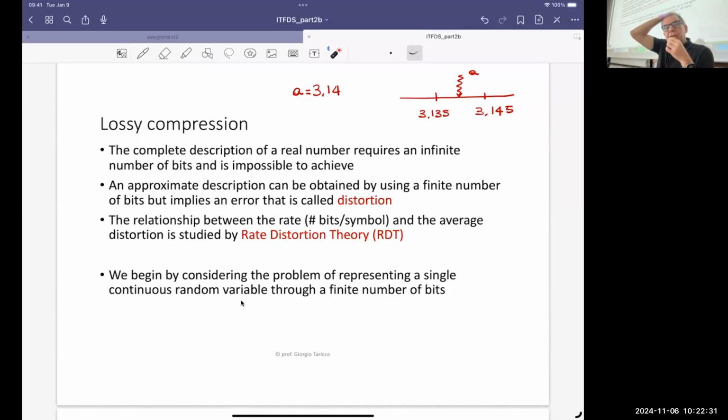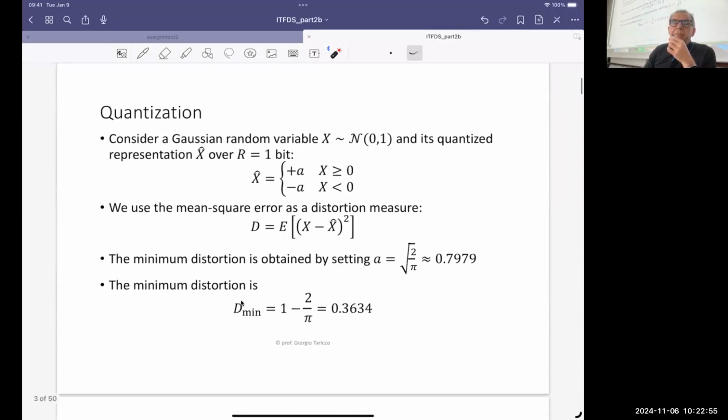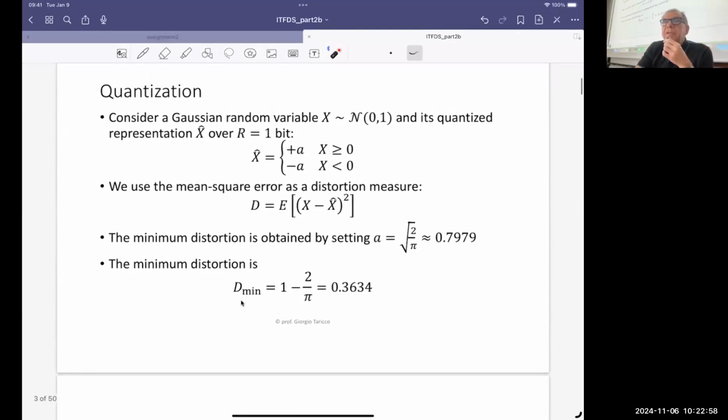Before looking into this probabilistic theory, we consider the problem of quantization in terms of representation of a random variable through a finite number of bits. And we start with a simple example. Let's consider a Gaussian random variable with 0 mean and variance 1.